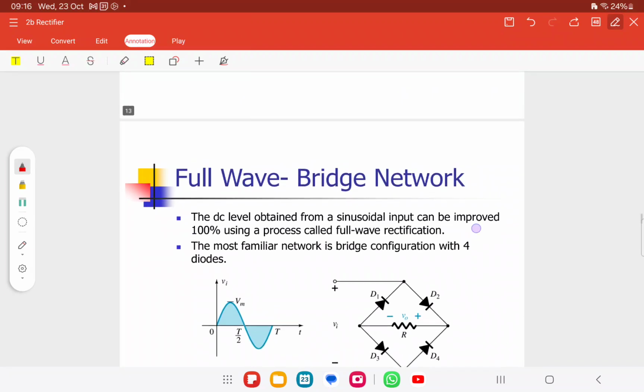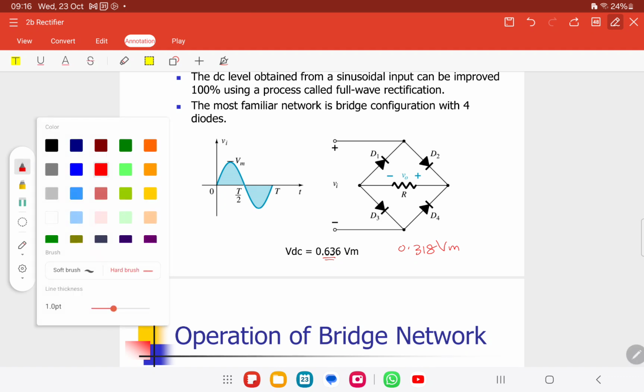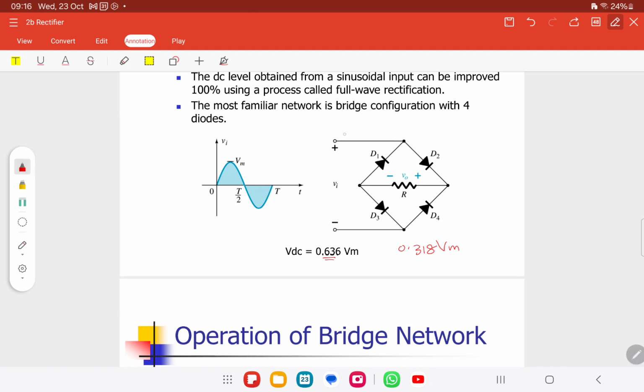Kalau tadi VDC dia 0.318 Vm untuk half wave. How to get 0.636? Dia basically darab 2 kan? Sebab dia guna 2 diode. Okay. So dia ada 2 path. Since we have 2 diode, there will be 2 path.